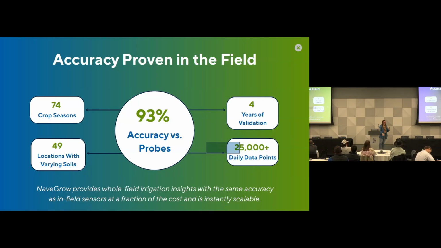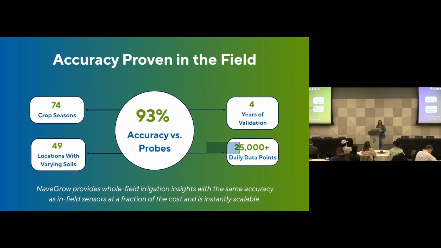We have been building the system for about 4 years now. It is trained on soil moisture probe data. We've collected data from close to 50 different locations over several different years, and each one of those fields gets more than 25,000 data points every day throughout the growing season. So our system is trained on a large data set, and we continue to retrain the models every year. Right now, across the board, across soil textures and all of that, we're at about 93% accuracy with soil moisture probes.